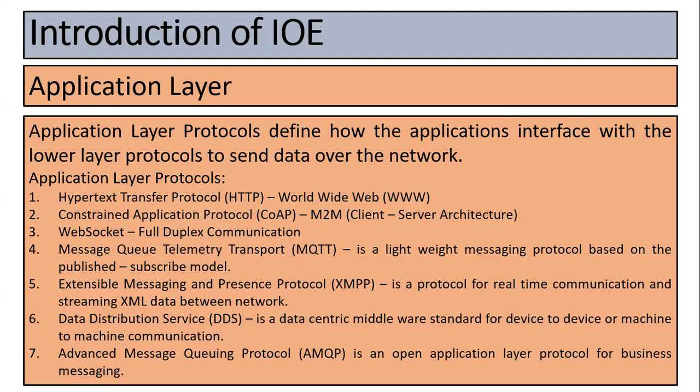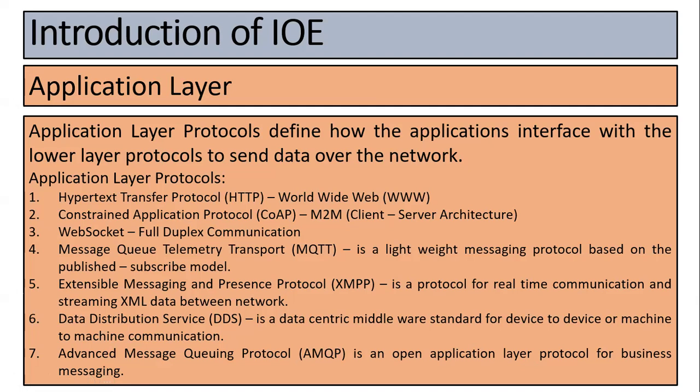The next is the application layer. Now again, it is just a user application which we are going to use. Under that, you can see various protocols are available. First one is the HTTP protocol, which is used for the World Wide Web, for the internet browser. Then Constrained Application Protocol, CoAP, which is used for machine to machine communication and follows client server architecture. Then socket, again, it's a full duplex communication.